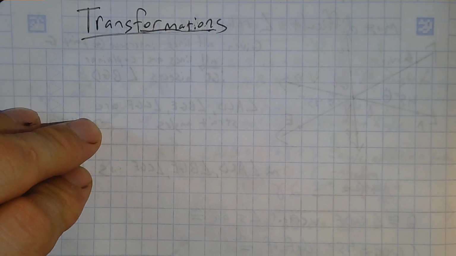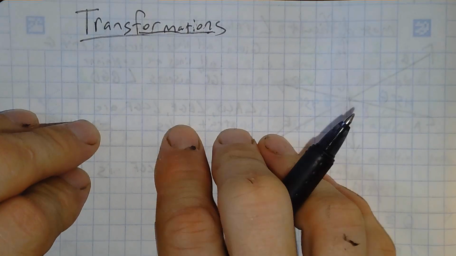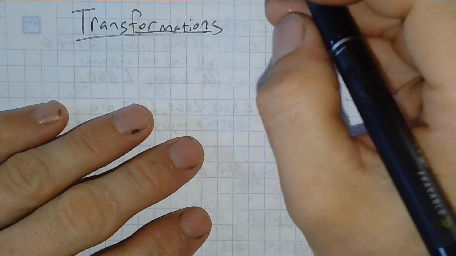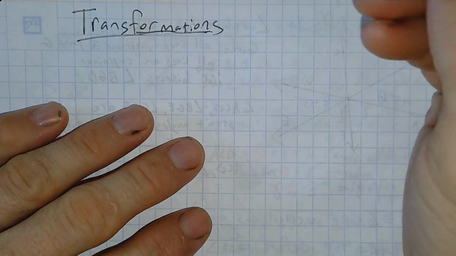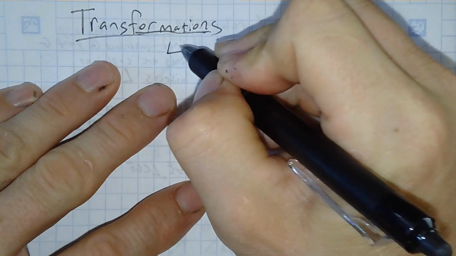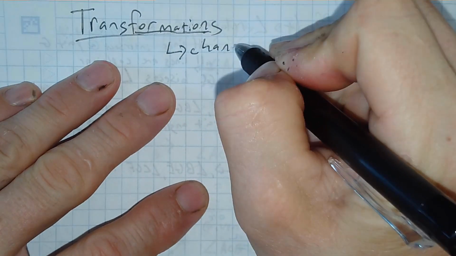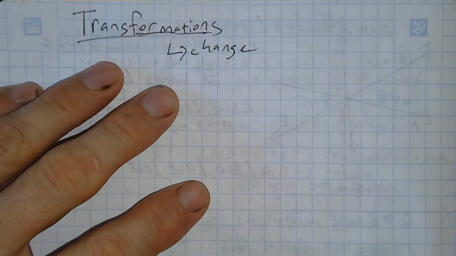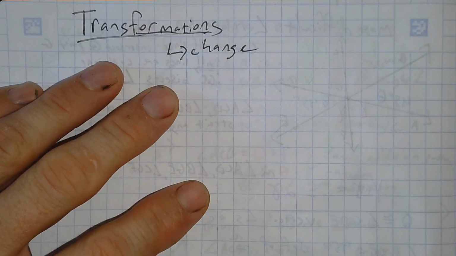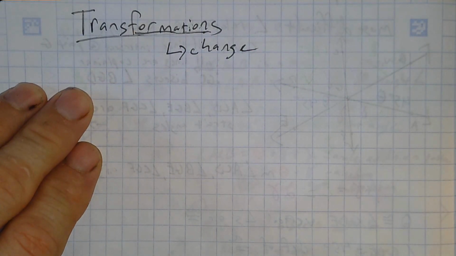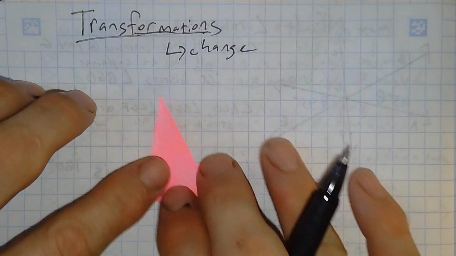All right, so now we're going to start talking about transformations of figures. A transformation is a change in the figure. Now there are a couple of changes that things can do. There's my figure.